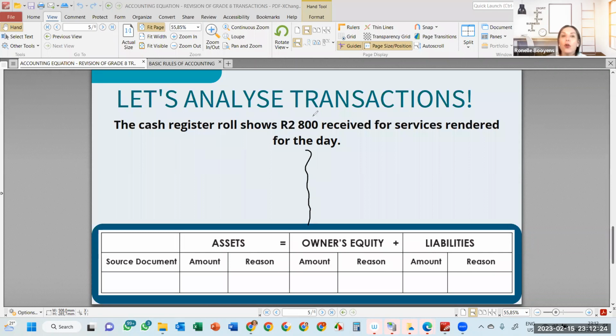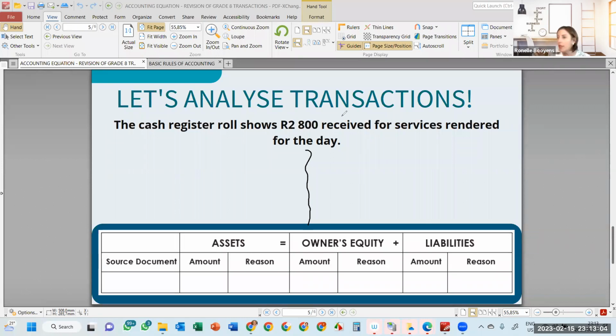The cash register roll shows 2,800 Rand received for services rendered for the day. Okay, so once again, this one is not as clear as to which two accounts are affected by this transaction. But first of all, it says the cash register roll shows 2,800 Rand received for the day. If our business receives money, and this is what happened here, we provided a service to our clients and they paid us, we received the cash. All cash must be deposited in our business's bank account.